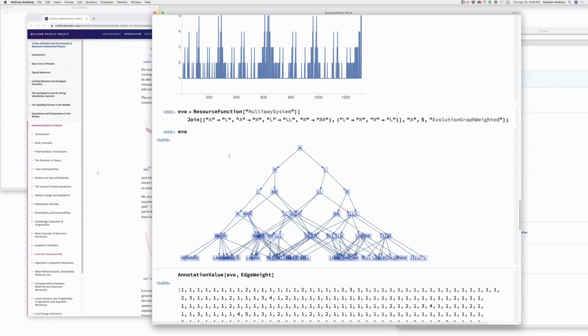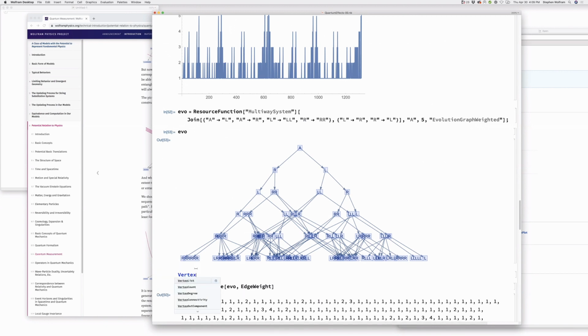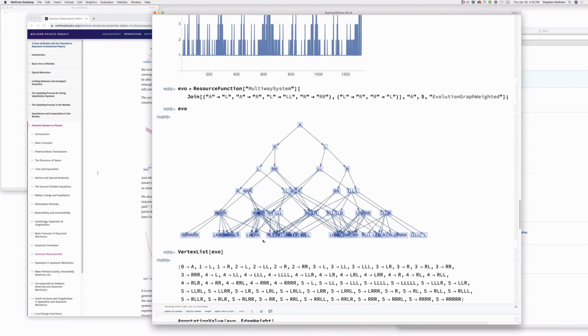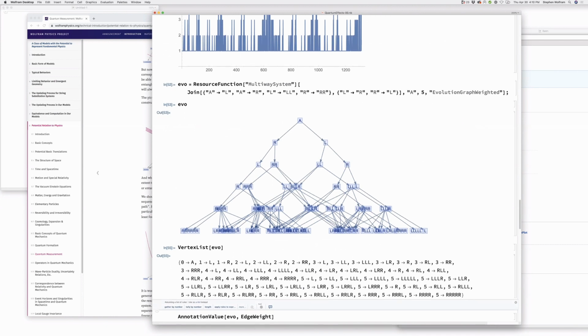Why aren't we just picking the things on the last layer, right? Yeah, we can do that. Pick the things on the last layer. We have the time steps. What am I talking about? Yes, good point. Do they have time steps in them? Yes, because it's an evolution. If you look at the vertex list, you'll see each state is actually a list containing a step number and the state itself. Okay, that's easy.